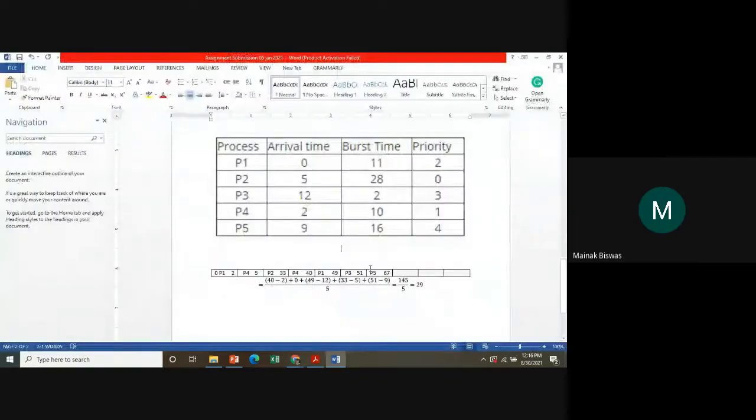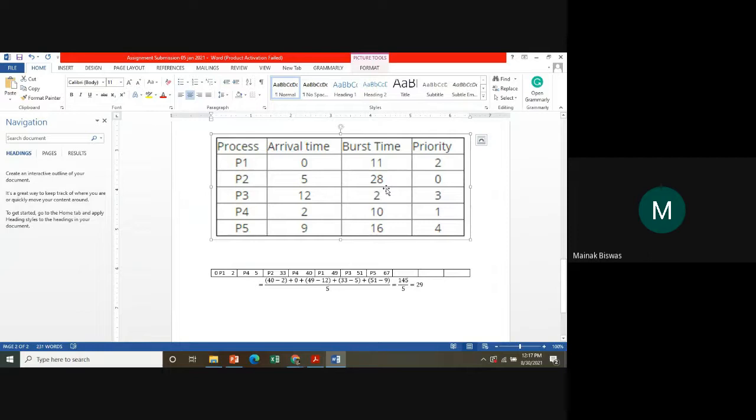Okay, fine. So now let us compute the waiting time. So P1 has waited for 40 minus 2, that is 38 milliseconds. P2 has the highest priority, so it has a waiting period of 0. P3 has 49 plus 12, that is around 37. And then P4 has 33 minus 5, 28 milliseconds of waiting period, and 51 minus 9, and for P5, it has around 42 milliseconds. So total average waiting time for this is 29 milliseconds.